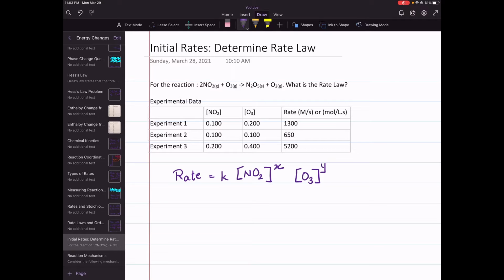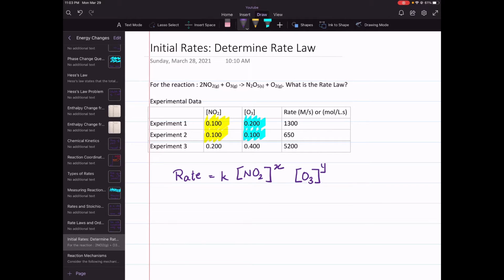So if you see the values here for experiment 1 and experiment 2, what we see is NO2 is the same concentration for both of them. Both of them are 0.100 moles per liter. So the concentration of NO2 is not changing, but what we can see on the right hand side is the concentration of O3 is changing, right? So in other words, what we can do with this data is identify the impact the change of the O3 has on the rate of the reaction.